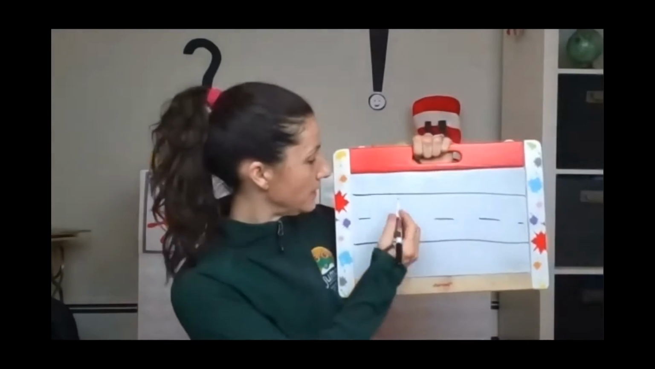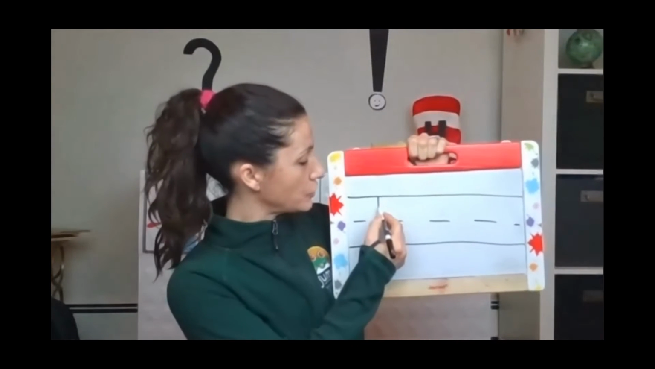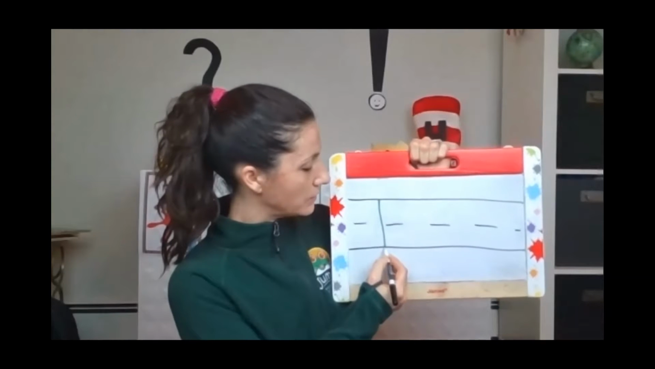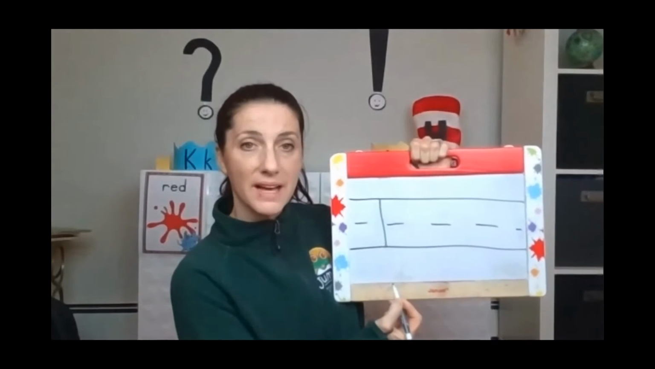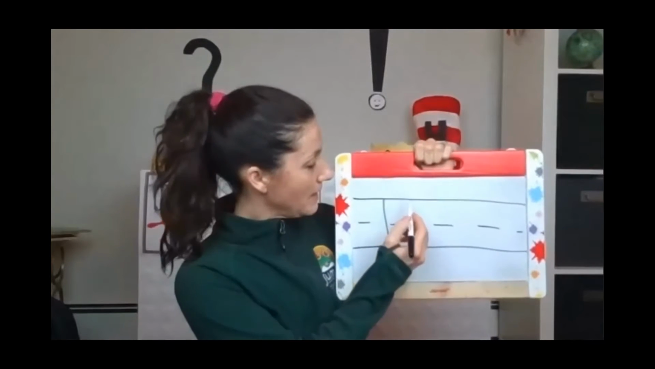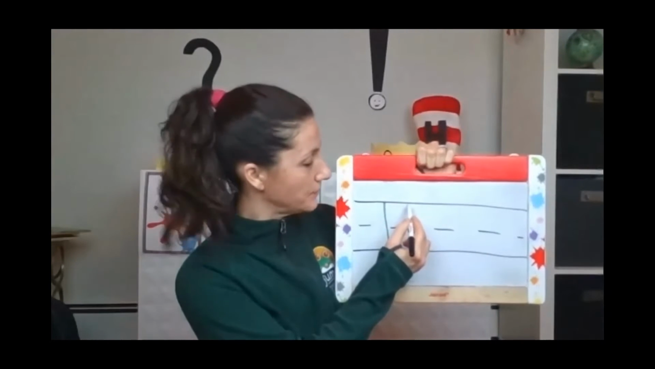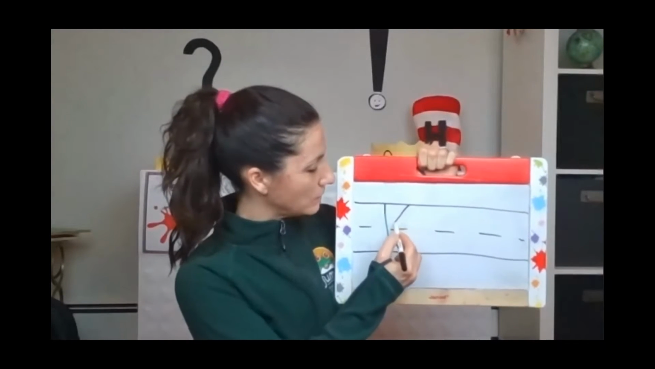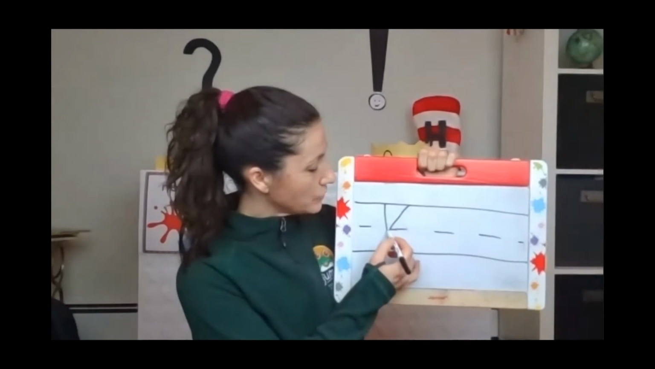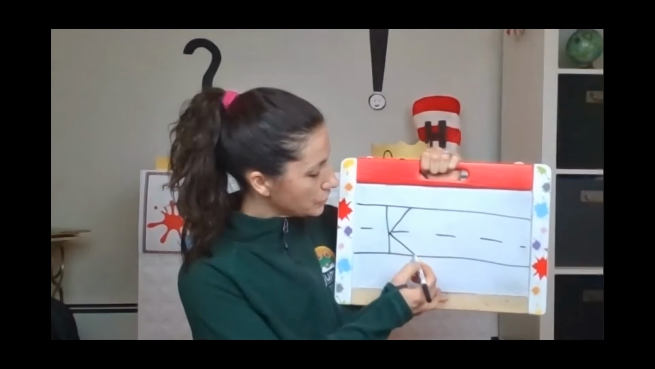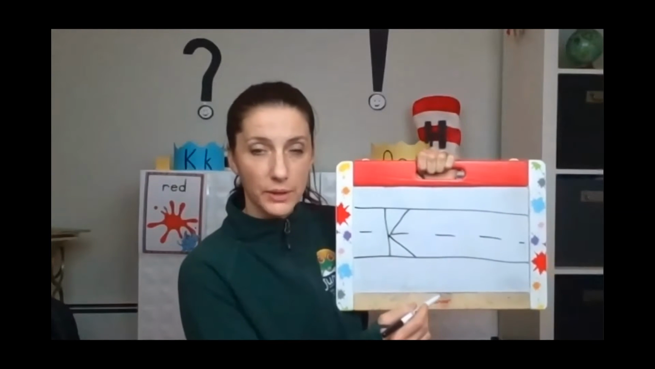So the uppercase letter K starts up here at the very top line. We draw a straight line down to the bottom line and we take our pencil off. Then we put our pencil back up to the top line and we draw a diagonal line. Then we draw another diagonal line to the bottom, okay?